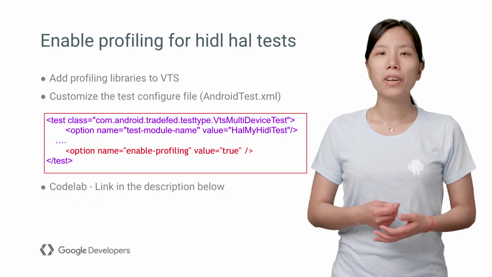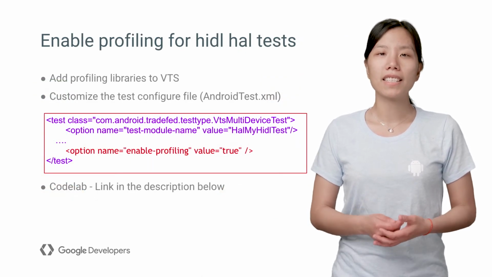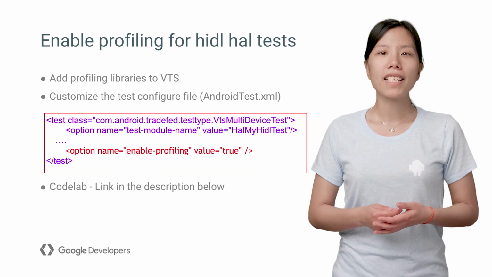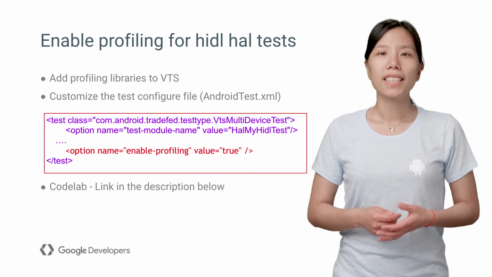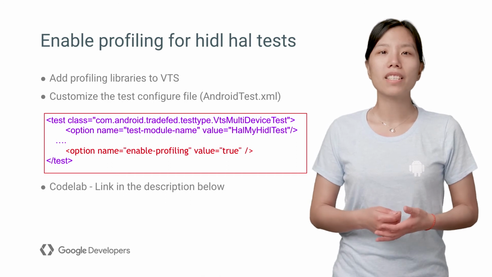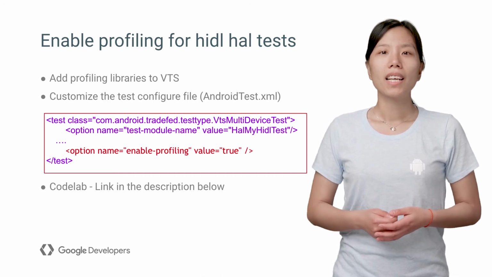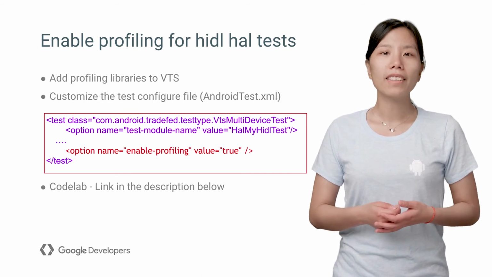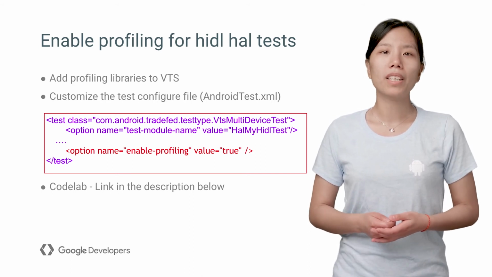Enabling profiling for an existing HAL test is simple. The key part is to customize the configuration file of the existing test by adding one option to set enable_profiling equal to true. The VTS test runner will then turn on the profiling feature and collect the profiling results automatically. More details about how to enable profiling for your HAL test can be found on our codelab page.